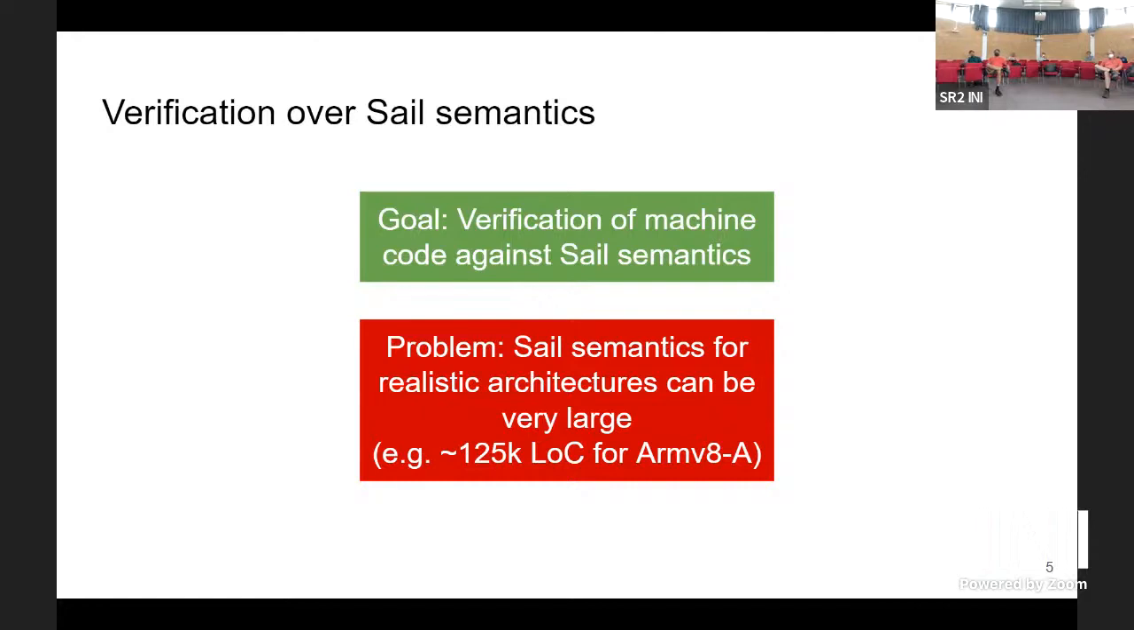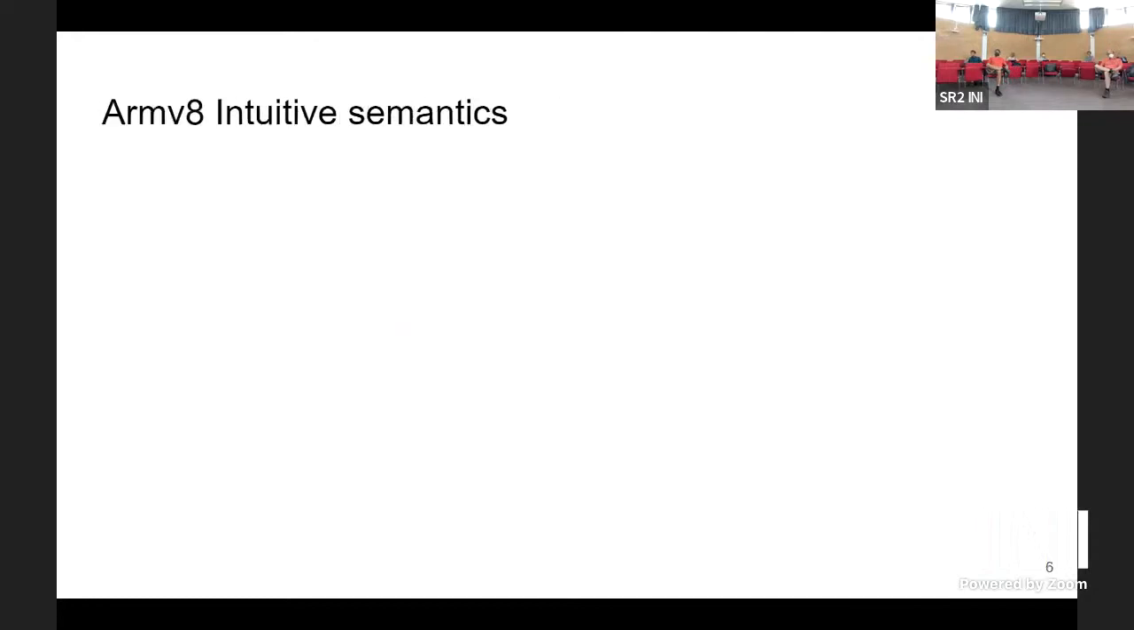I'm going to talk a little bit about where this complexity comes from, because it's maybe not obvious that there should be so much complexity in these models.